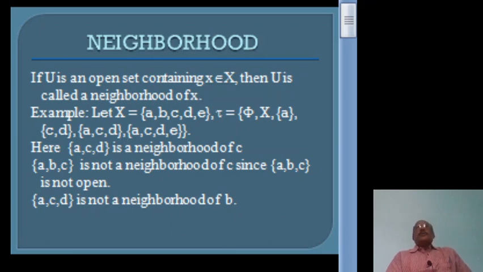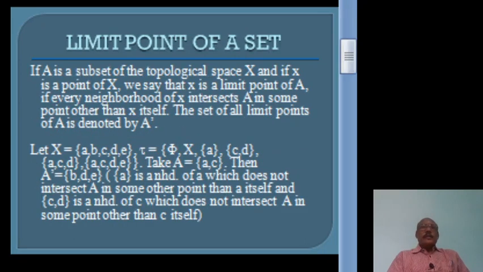So if you want to show that A is a neighborhood of a point Z, first check whether Z belongs to A, and then check whether A is open. If it is so, then you can say that A is a neighborhood of that point.